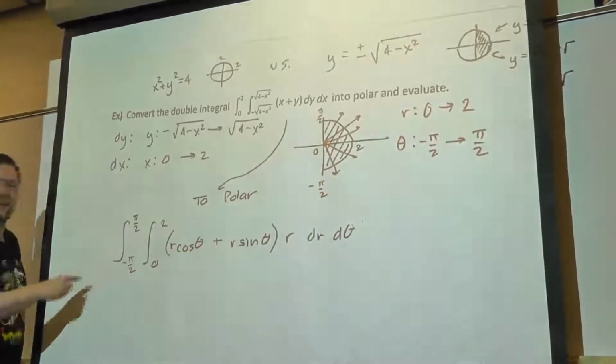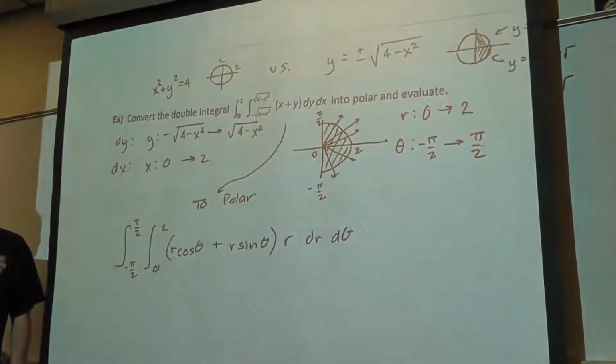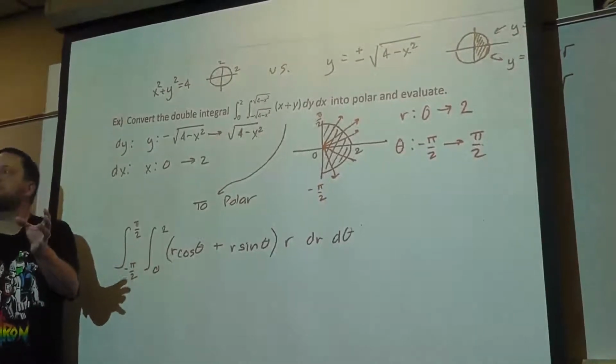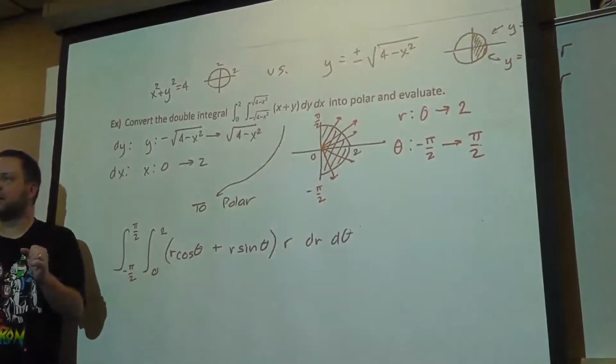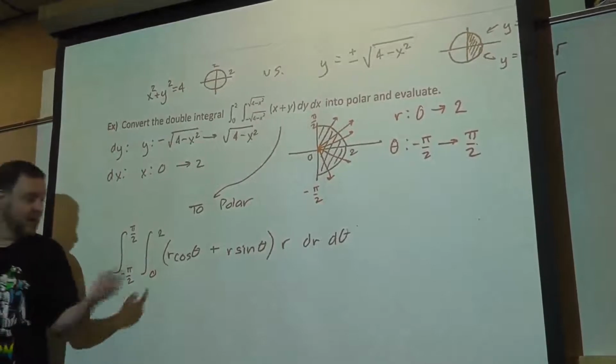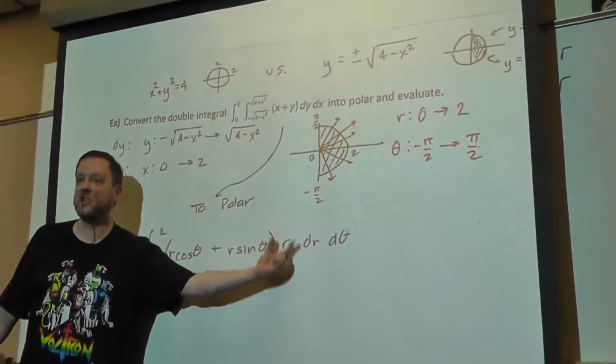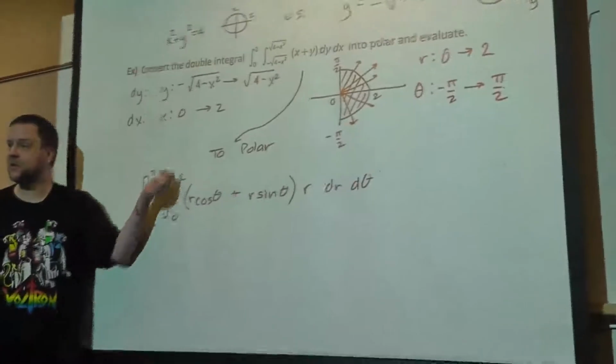R limits, theta limits are constants. If you have constant limits and this is factorable, a function of r and a function of theta, what's your function of r if you split it up that way? R squared. Pull the r out of this as a GCF, and you can have a standalone function of r as r squared, integrated from 0 to 2.